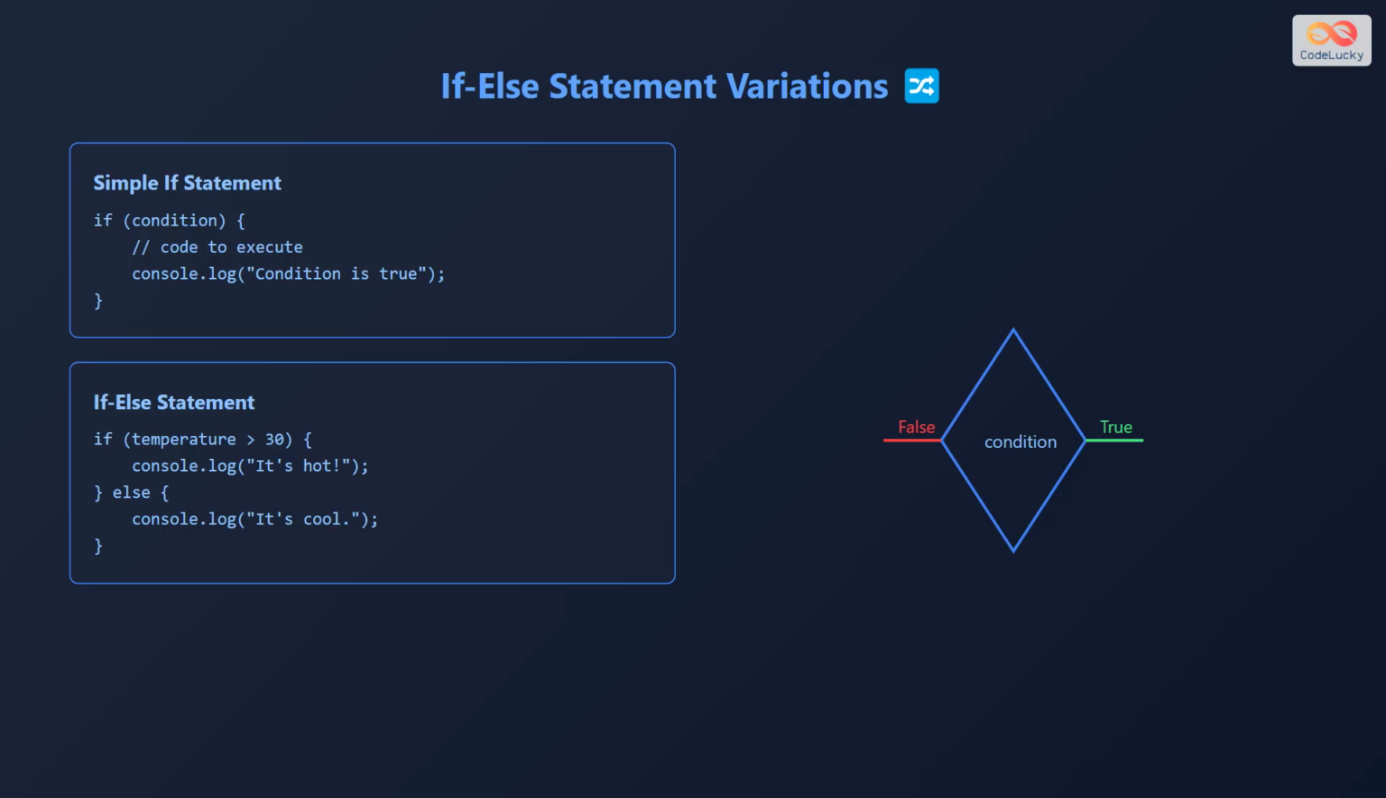First, a simple if statement executes a block of code if a condition is true. Then, an if-else statement executes one block of code if the condition is true and another block if the condition is false. The flow diagram here shows the condition being checked. If it is true, it goes one way, and if false, it goes the other way.